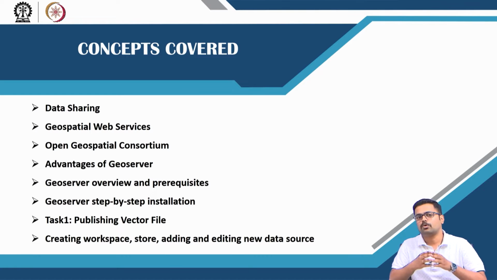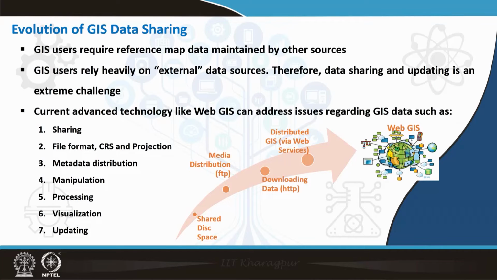We will also go in a step-by-step manner to see how GeoServer can be installed in your machine. Then we will also see how to publish a vector data in GeoServer. For publishing a vector data, first of all we need to create workspace, and then we need to add store, and then we have to edit certain data source. So that also we will discuss in the particular hands-on session.